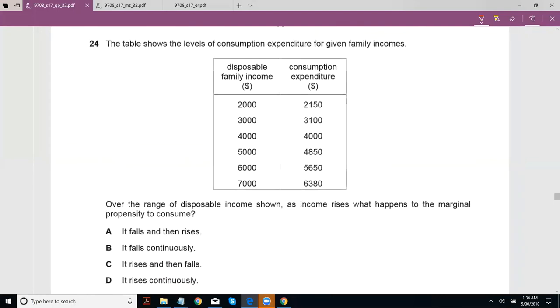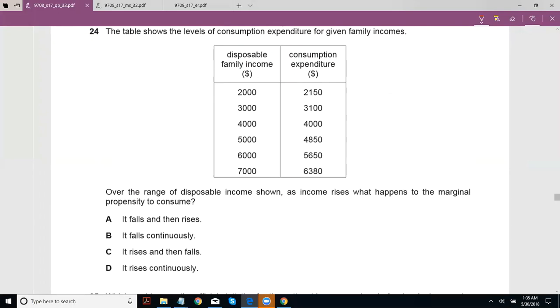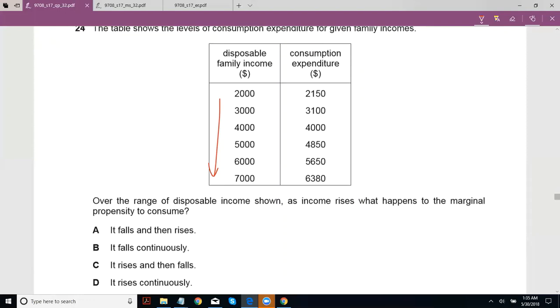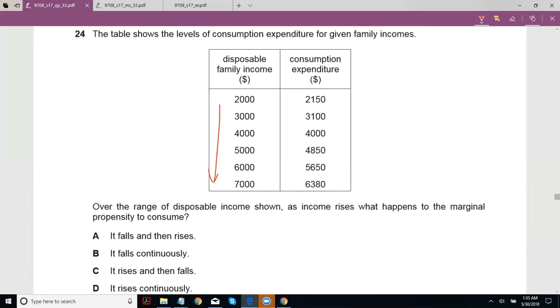24. The table shows the levels of consumption expenditure for given family incomes. Over the range of disposable income shown, as income increases, what happens to the MPC? Okay, so we've seen income is increasing here, and you need to look at your MPC. So if you remember, your MPC was basically the proportion of the additional dollar that you earn that you spend. So you can really say the change in consumption upon the change in income. Now you'll have to do a few calculations here.